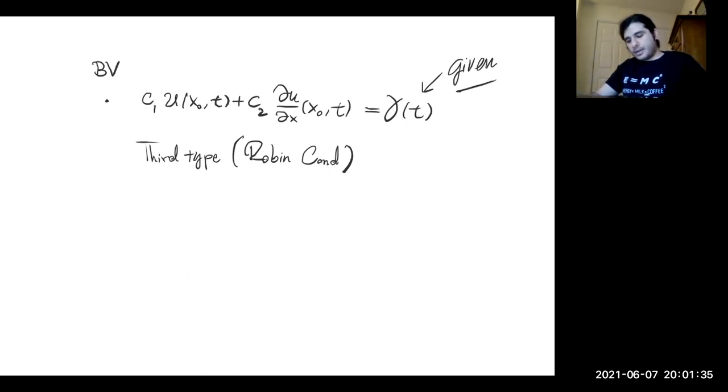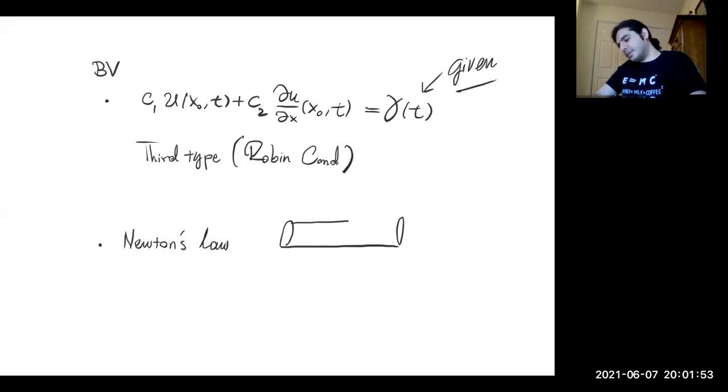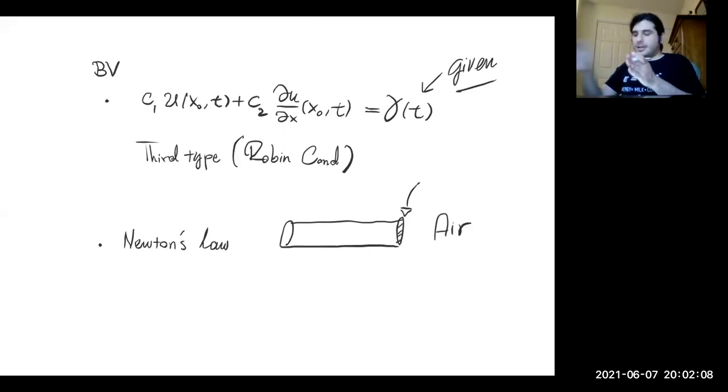There is a fourth type of condition, sometimes known as Newton's law. Again, here we have this bar, and say this end is connected to another place. Suppose this is connected to some other material here. Suppose you have air here, and it's connected to that thing, right?